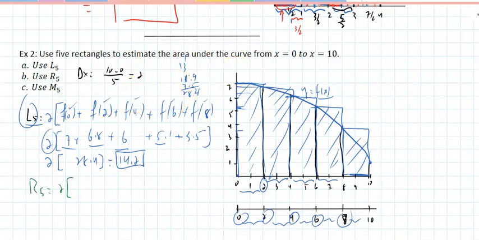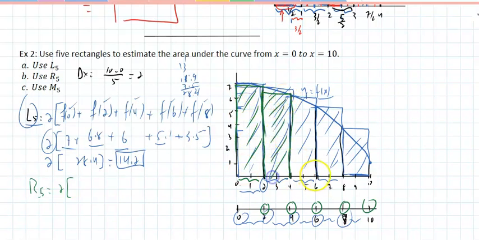What do you think is going to happen if I'm going to go for the right endpoint in each of those? Isn't that going to be f of 2, f of 4, f of 6, f of 8, and f of 10? Don't you drop the first, because on the first interval, you are going to take this to be the height. On the second interval, you're going to take this to be the height. Third interval, fourth interval, and the fifth interval, the same. So in this case, this is an overestimate, because you're adding more area than you should, and this is going to be an underestimate.